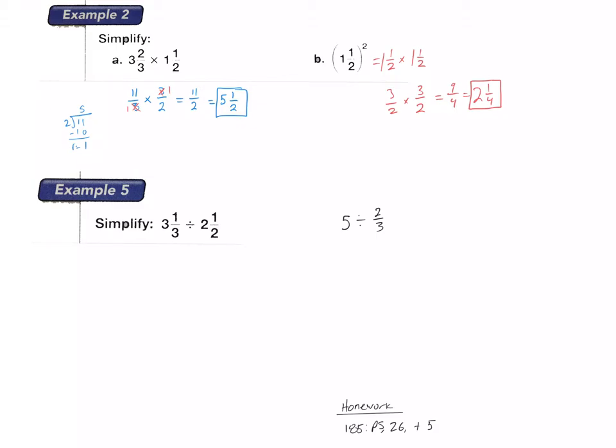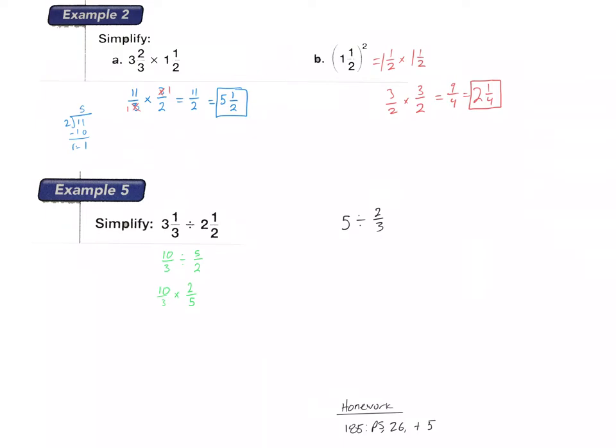Now, example 5, and another one I added on here from your practice set, is with division. So still same principles. We're going to convert these into improper fractions, and then remember we'll have to apply the rule that we learned in lesson 25 about multiplying by the reciprocal. So here we go. 3 times 3 is 9, plus 1 more is 10, so this is going to be 10 divided by 3, or 10 thirds. Divided by 2 times 2 is 4, plus 1 more is 5 halves. So this is going to be the same thing as saying 10 thirds multiplied by 2 fifths.